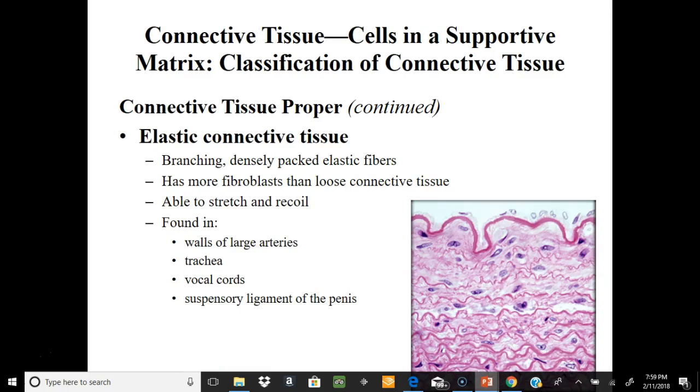And the last is elastic connective tissue. Elastic connective tissue functions in stretch and recoil. So it has a lot of the collagen, or not collagen, I'm sorry, elastic fibers.